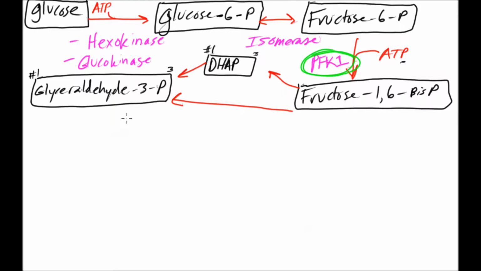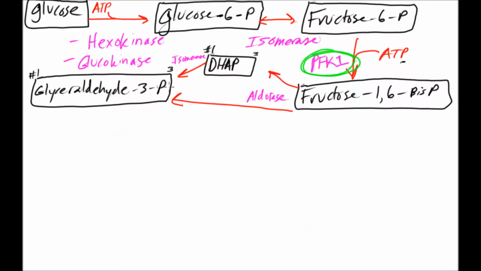So let's go ahead and introduce some enzymes here. We have our fructose 1,6-bisphosphate. The enzyme that's going to be cleaving it into these 2 molecules is called aldolase. And then an isomerase, not a very important enzyme, needed to convert this DHAP into our glyceraldehyde 3-phosphate.